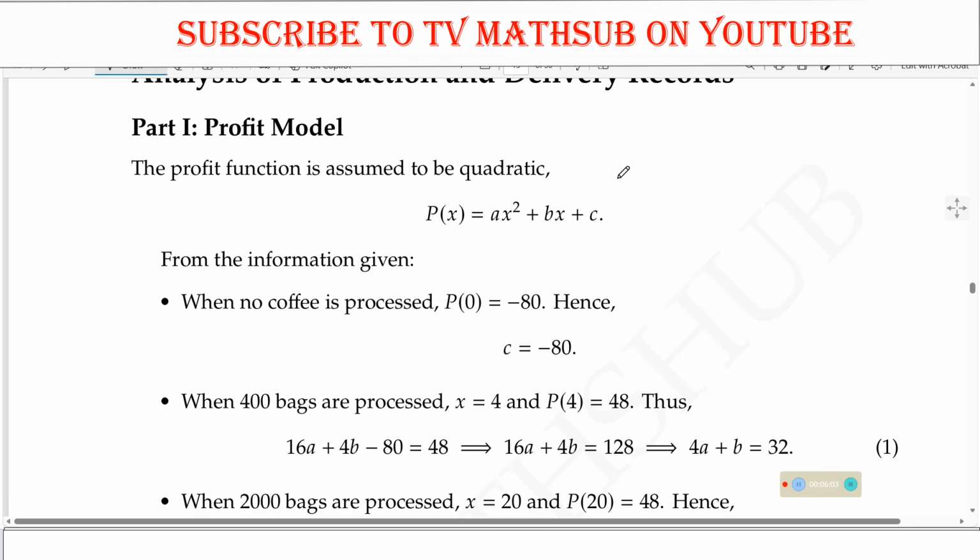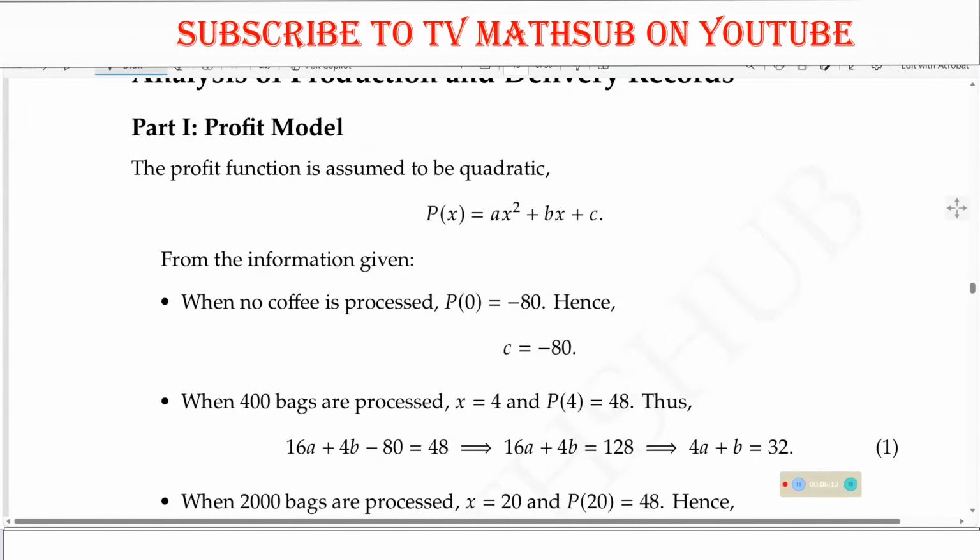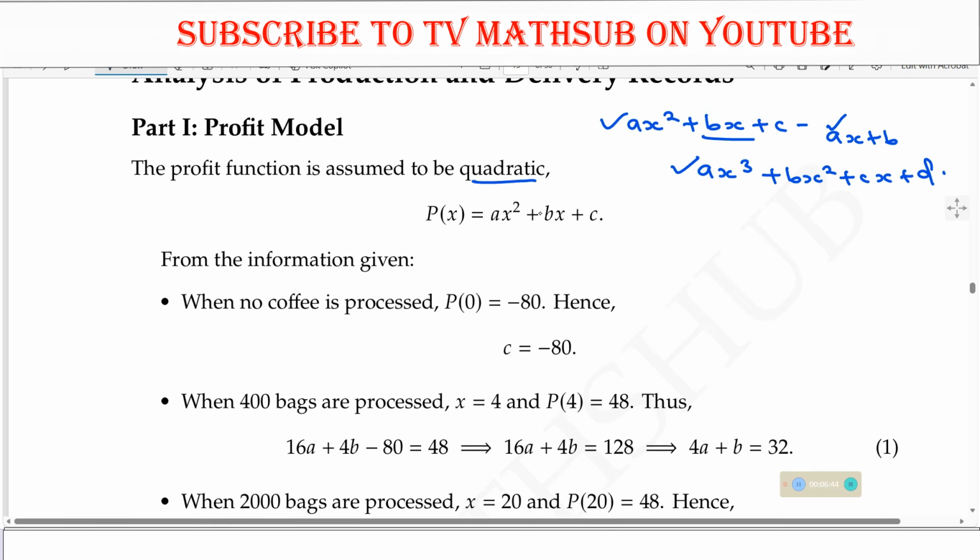So the profit model, they are telling us that the weekly profit depends quadratically. When we talk about a quadratic function, this is a function of this nature, ax squared plus bx plus c. A linear function is of the form ax plus b. A cubic function is of the form ax to the power 3 plus bx squared plus cx plus d. So when they talk about a cubic function, you relate with that, a linear function and a quadratic function. So since our profit function is assumed to be quadratic, it means P of x will be equal to ax squared plus bx plus c.